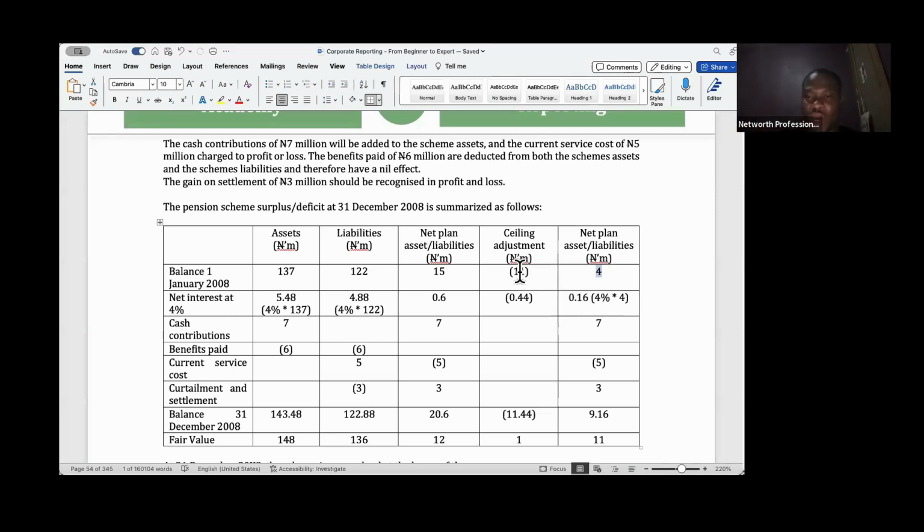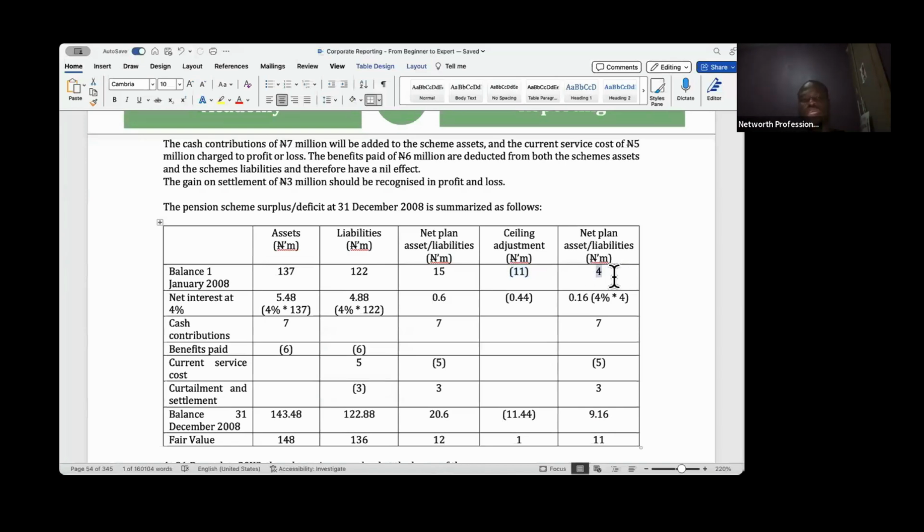Okay. So the only reason I'm having this ceiling adjustment here is just to show that I will reduce this 15 by 11. So this 11 is just 15 minus 4. Just to show you that there was a reduction in this 15 by 11 to 4. And I was given this 4 in the question. It's just to show you that there will be a reduction by 11 to 4.